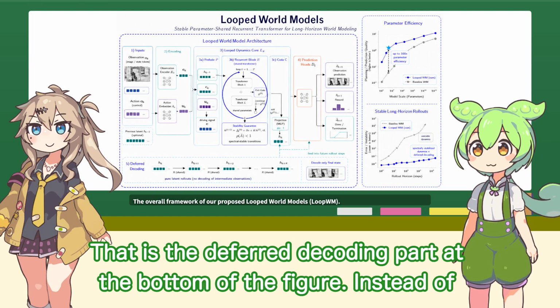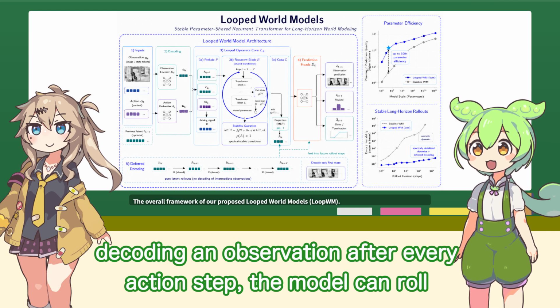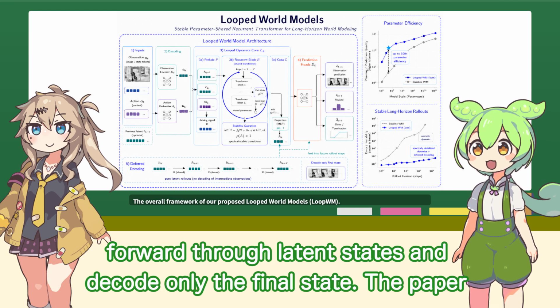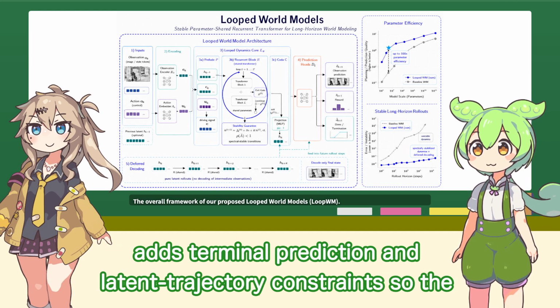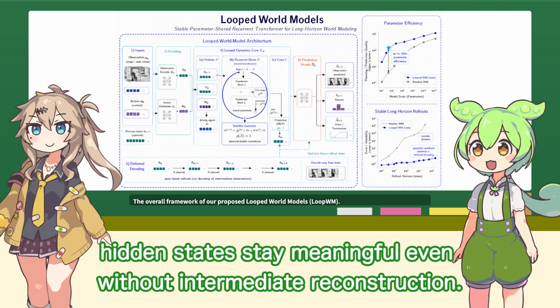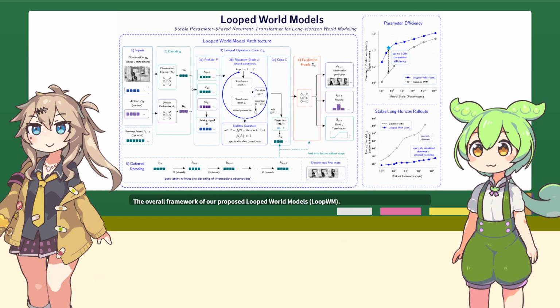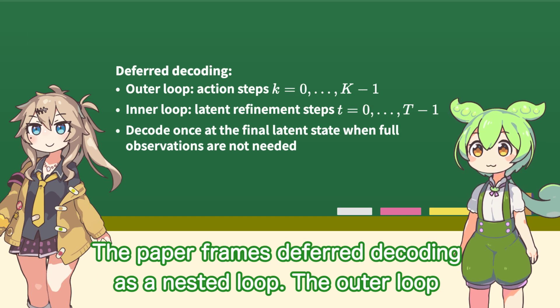That is the deferred decoding part at the bottom of the figure. Instead of decoding an observation after every action step, the model can roll forward through latent states and decode only the final state. The paper adds terminal prediction and latent trajectory constraints so the hidden states stay meaningful even without intermediate reconstruction. The paper frames deferred decoding as a nested loop.